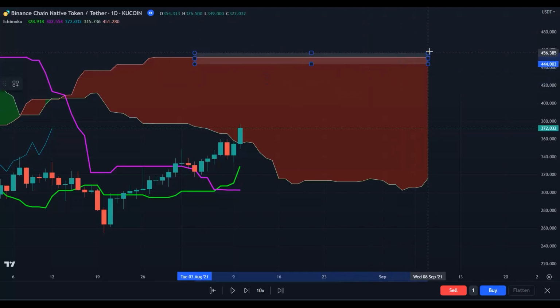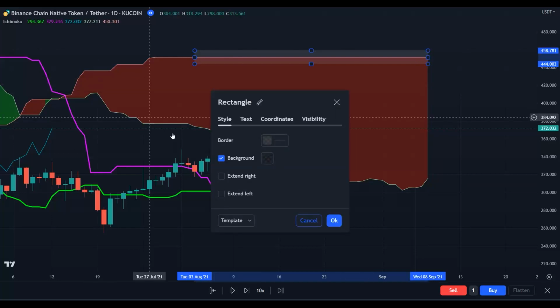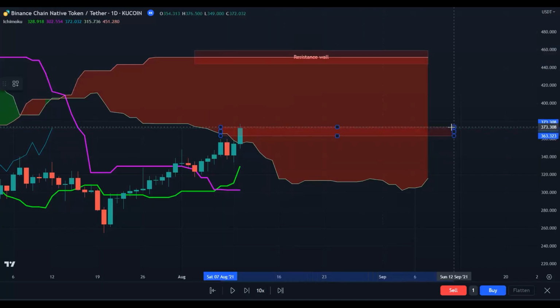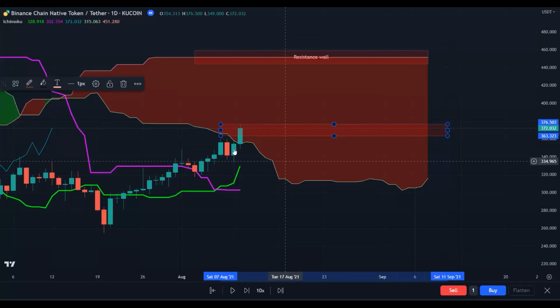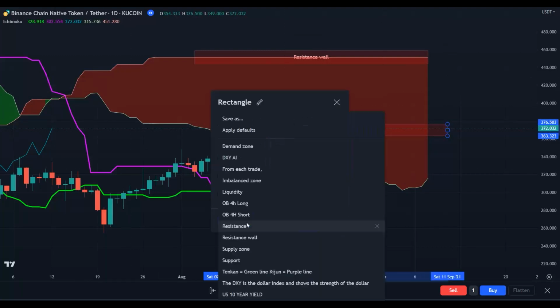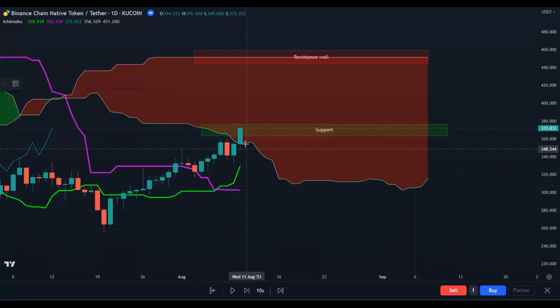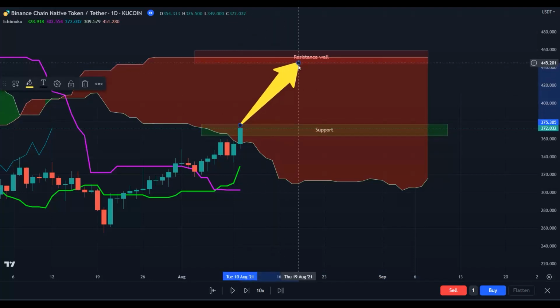Just draw a box here, which is the Senkou Span B. Mark it as a resistance wall. This is your resistance wall, the top of the cloud. And here is where the price is. The bottom of the cloud will be your support, and you know that price wants to move between these two levels.